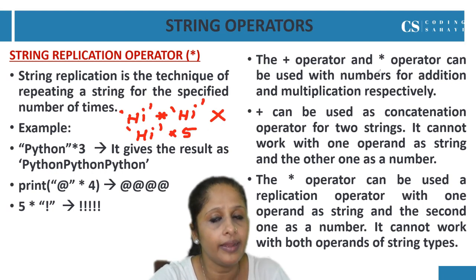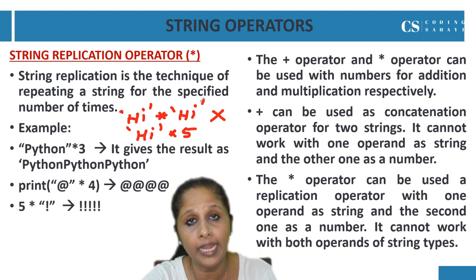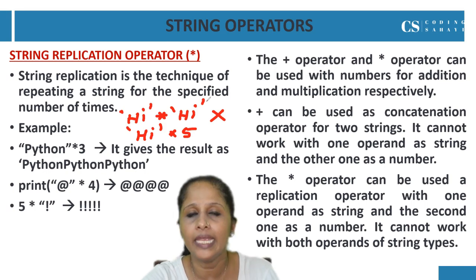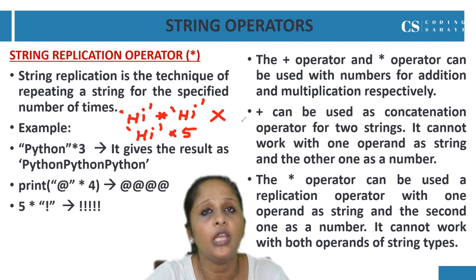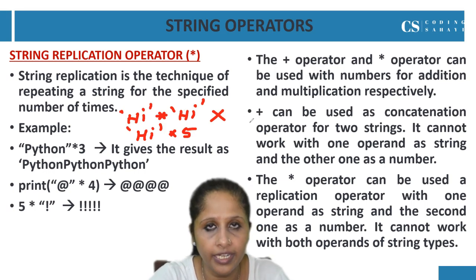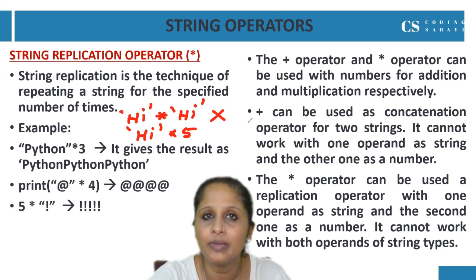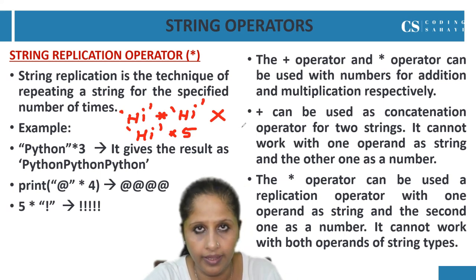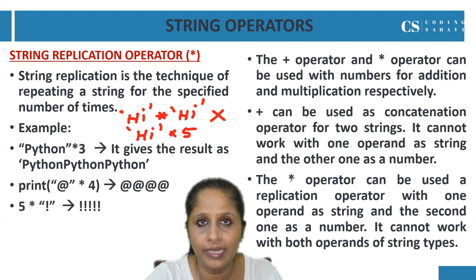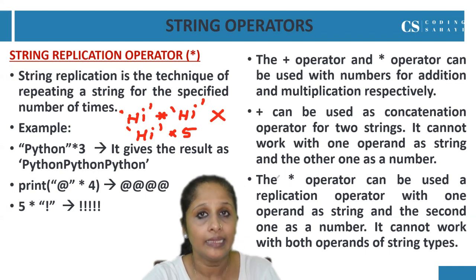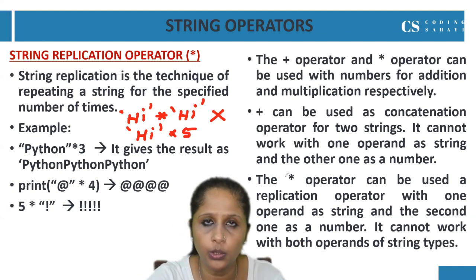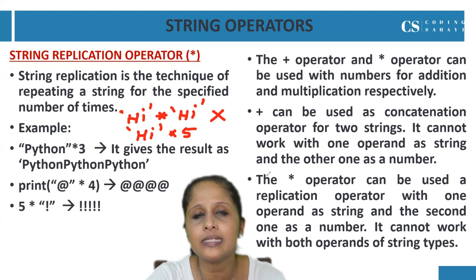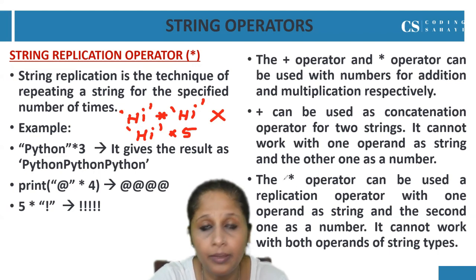So the plus operator and the star operator, we can use in 2 ways. With strings, they are the concatenation and replication operators. With integers or floats, they are the addition and multiplication operators. When you use the plus symbol for string concatenation, your operands must be 2 strings, otherwise it is an error. In the same way, if you use the star operator, you have to use one string and one integer. Both being strings is not possible in multiplication.